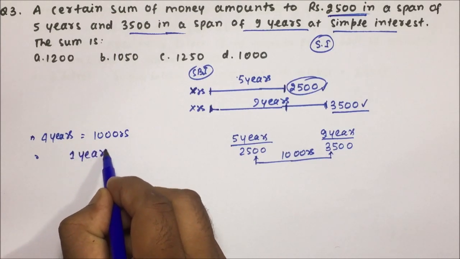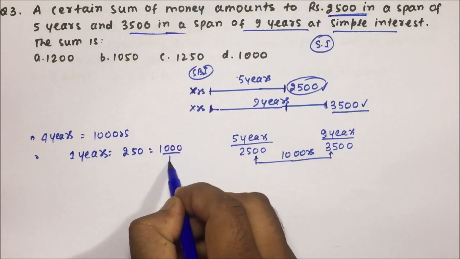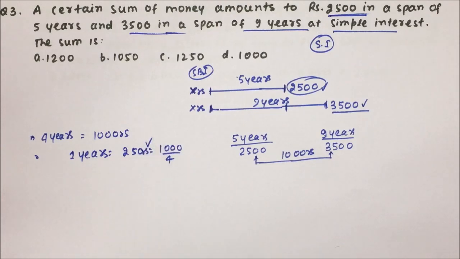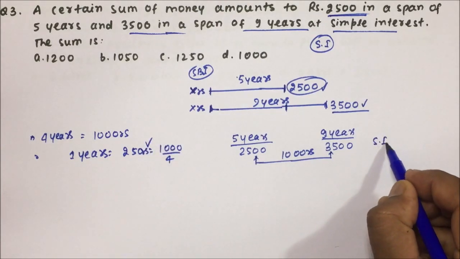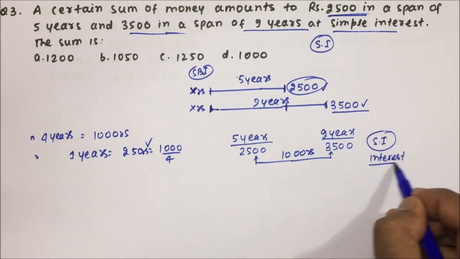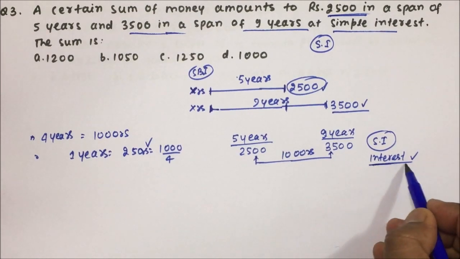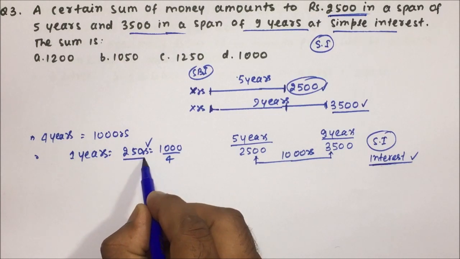So in 1 year, the person is getting 1000 divided by 4, which is nothing but 250 rupees interest. And friends, what is the property of simple interest? That interest will be the same every year. So you do not have to get confused. 250 rupees will be the interest every year.